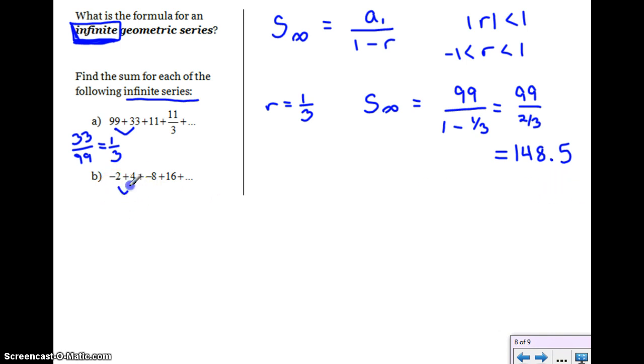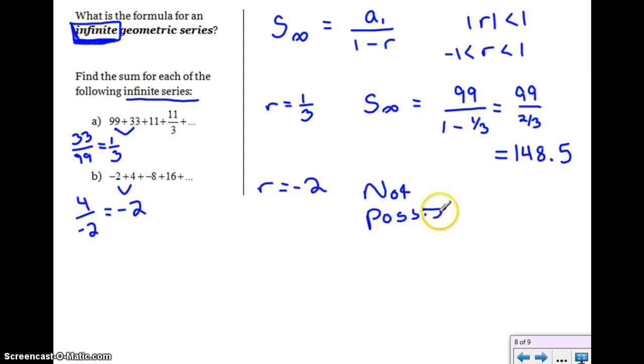Again, we have to find a ratio. So I'm going to do 4 divided by -2, and I get -2. The problem is our R is -2, and that is not in the interval here. I can't use it. So this is not possible to do as an infinite series. I can't use my formula for this one because it won't work. So A works, B I can't do it for.